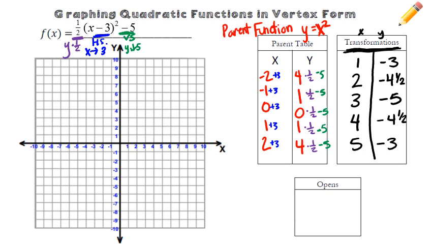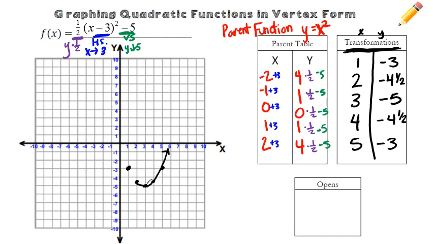So here I can see my symmetry, and I'm going to graph this function. I'm at 1, -3. I'm at 2, -4.5, and that's okay. 3, -5. 4, -4.5. 5, -3. This is a parabola, so make sure it's got that curve to it.